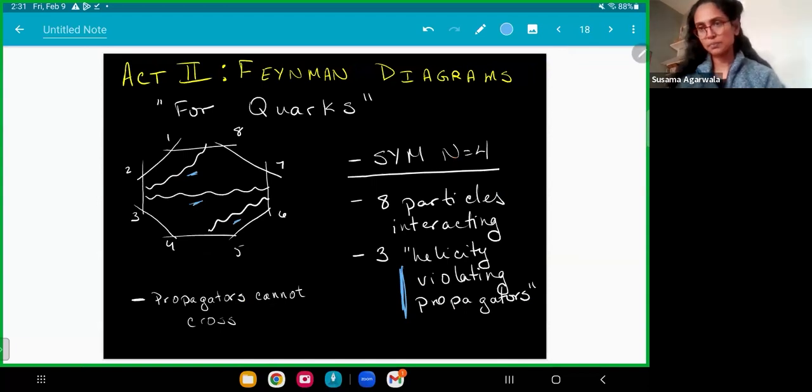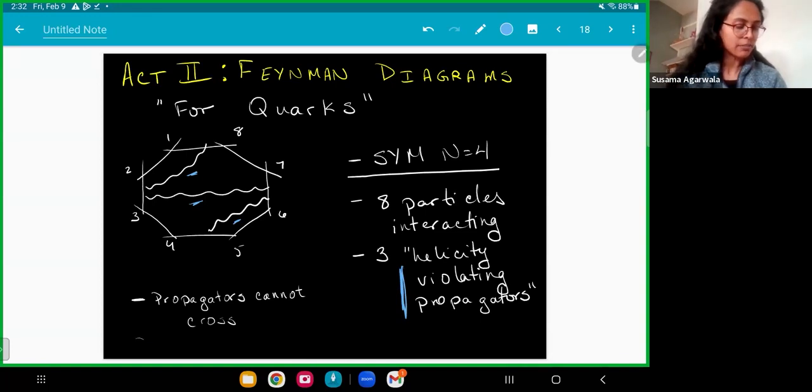inside of the diagram. So I have 8 particles interacting. And on the inside, there are 3 special propagators that I'm worrying about. I'm not worrying about the other propagators. That's what this diagram is telling me. So it's a type of Feynman diagram.